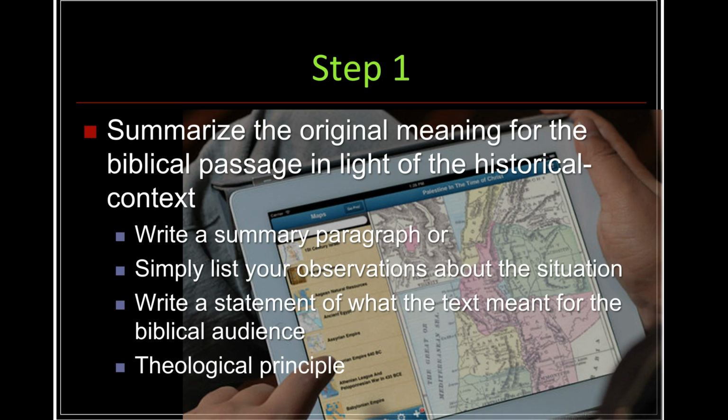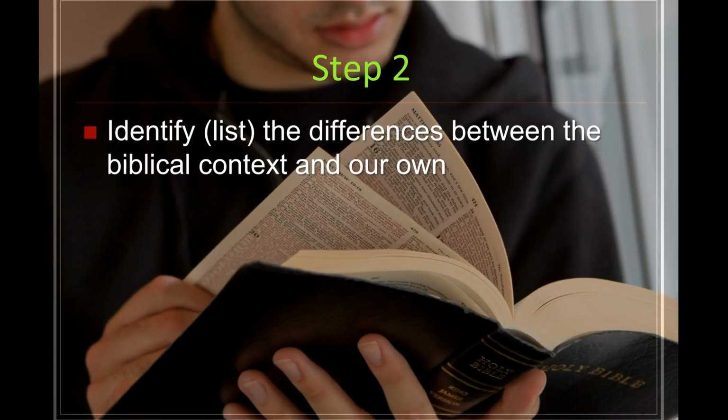As part of this step, write a statement of what the text meant for the original biblical audience, keeping everything in the past tense. From this past tense statement, you will find it easy to transition to a theological principle. Step 2. List the differences between the biblical context and our own.